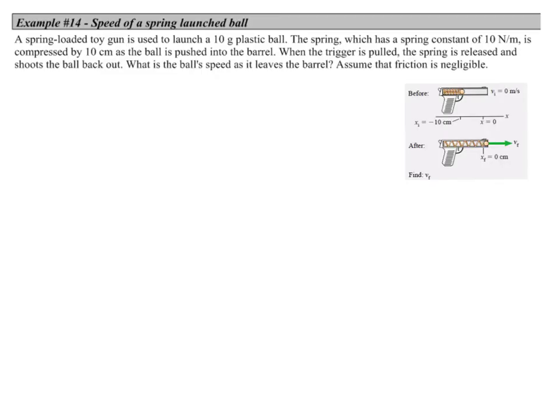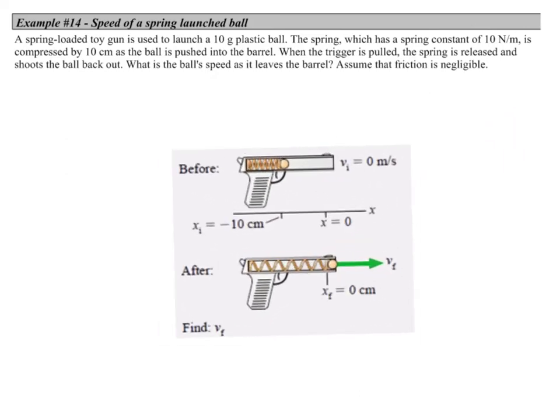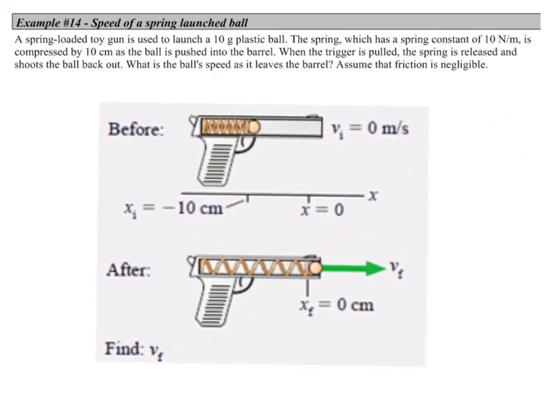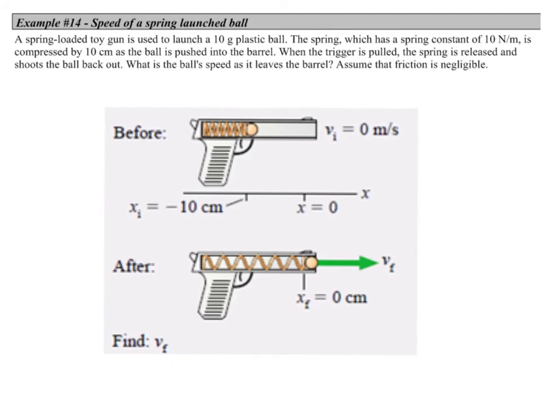So again, let's look at an example. Here we have a spring-loaded toy gun used to launch a 10-gram plastic ball. The spring has a spring constant of 10 newtons per meter. It's compressed by 10 centimeters as the ball is pushed into the barrel. When the trigger is pulled, the spring is released and the ball shoots back out. And we want to know the speed of the ball as it leaves the barrel. So in this position right here, we have all spring potential energy, and over here we'll have all kinetic energy.